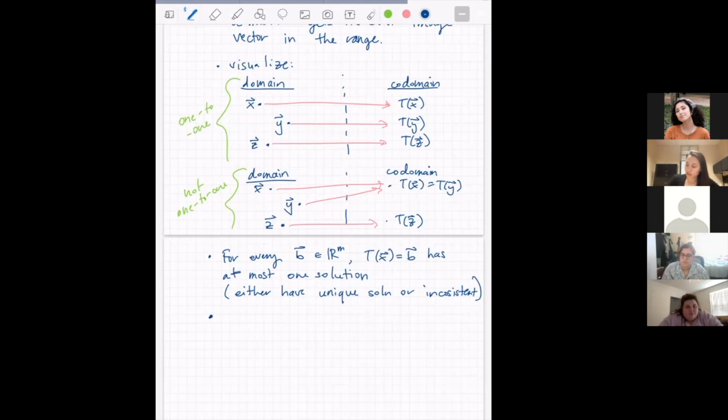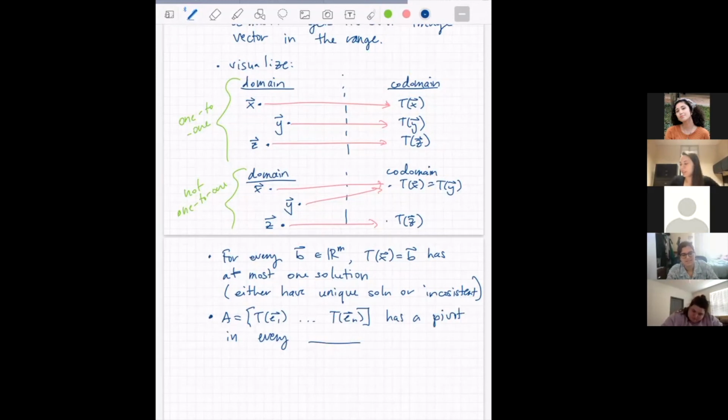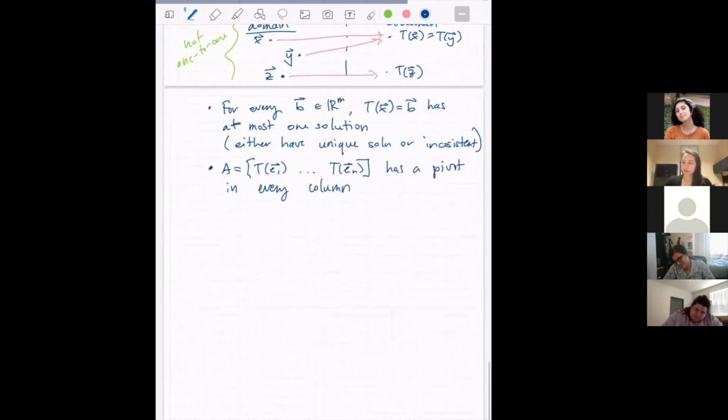This is a nice way of thinking about this as well. Where A is that associated matrix, which you form by taking these as the columns, this has a pivot in every, what do you think should go here? Column. Column, yes. We know that onto was every row and we don't really have more options than that. So yes, it is every column, but let's see why that should be the case.